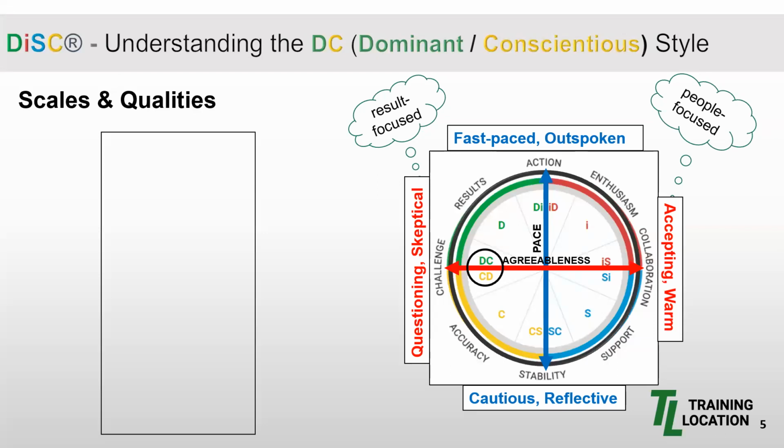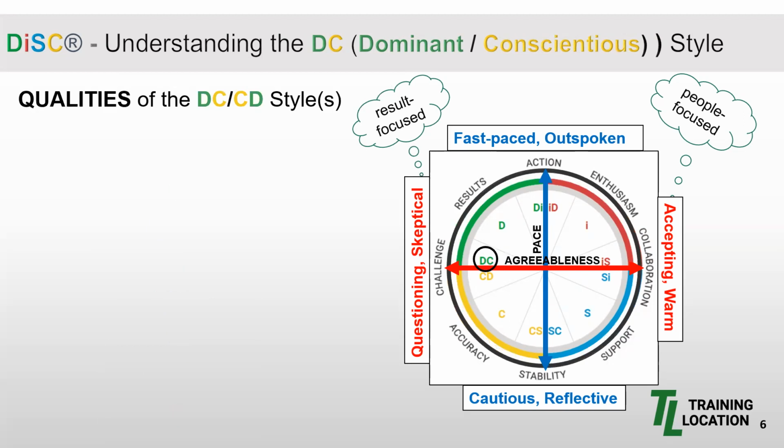Now, the result is 8 DiSC scales instead of the 12 which you might expect. So we have 12 styles contained within 8 DiSC scales. Let me note here, though the DC and CD styles are separate and unique, you can consider these DC and CD styles as one scale when it comes to their qualities. So let's take a look. Let's review the qualities of the DC-CD styles, which include mastery, invulnerability, and resistance.